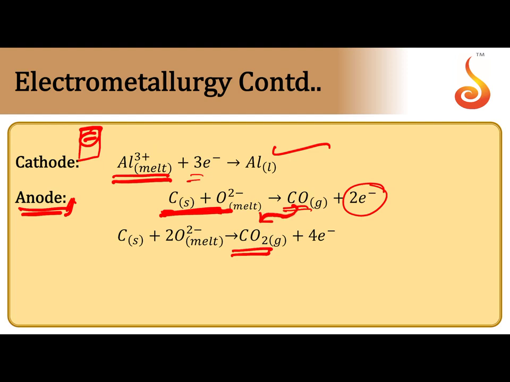As coke, which is graphite rods, is used as the anode in this process, and graphite is involved in the oxidation reaction at the anode, the amount of graphite slowly gets reduced. That's why in this Hall-Héroult process, graphite rods must be replaced from time to time.